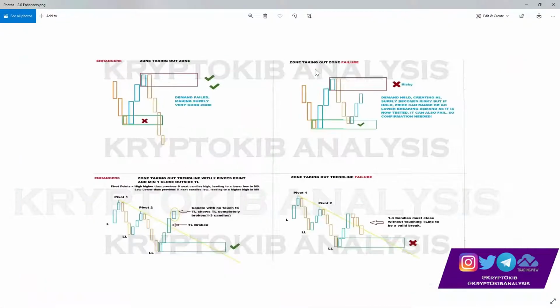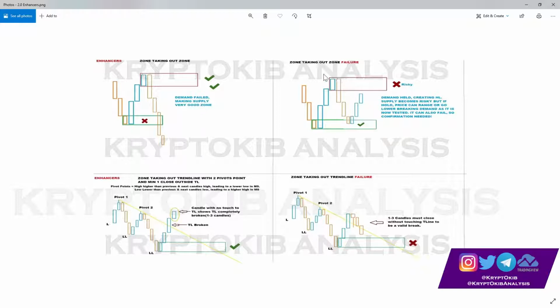Okay, I have the answers where I say zone taken out zone. I talked about it just now, where you have a demand zone, a strong demand zone, being taken away by a supply zone. You expect the retest of this supply and a continuation to the downside. Demand fade, making supply a very good zone.